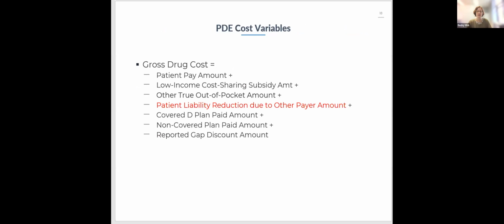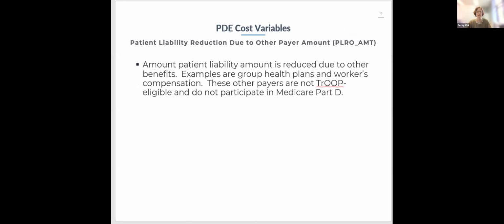The next component is called the patient liability reduction due to other payer amount, or PLRO amount. This is the amount the patient liability was reduced due to other benefits not captured by the other variables, like the LIS and the other TROOP amount. Examples include group health plans and workers' compensation. These values are separated because they are not TROOP eligible and they don't participate in Medicare Part D.